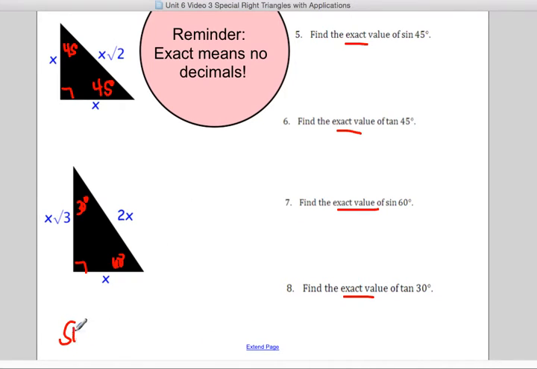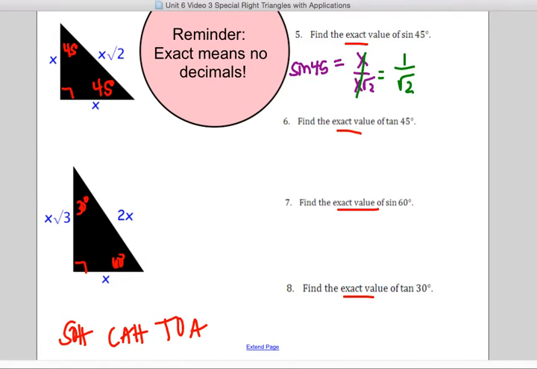So if I want to find sine of 45, that means I'm looking at this triangle over here. Sine, we have our SOHCAHTOA. Sine is opposite over hypotenuse. So if I'm looking at my 45, my opposite is x. My hypotenuse is x square root of 2. So sine of 45 equals my opposite, x, over my hypotenuse, x square root of 2. I simplify. Those x's cancel, so I really have 1 over square root of 2. Then I have to rationalize the denominator, so I multiply by square root of 2. So I get square root of 2 over square root of 2 times square root of 2 is 2. So my exact answer is square root of 2 over 2 for sine.